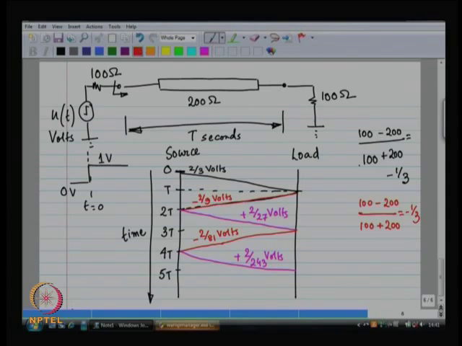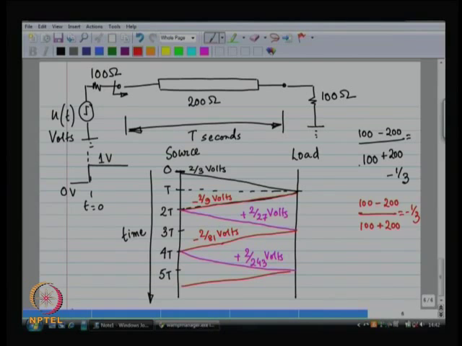Okay. So, this is kind of how we do the computation. This is the way we find out what are these waves going back and forth. Now, to find out the voltage at a given time, at a given location, you have to sum all of these voltage waves. You have to add all of these voltage waves.